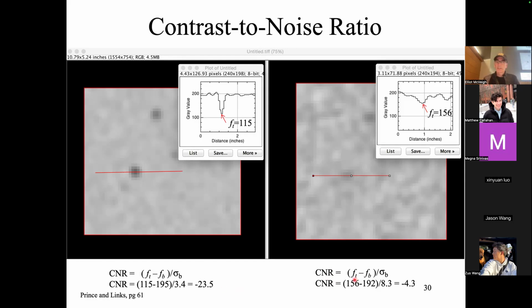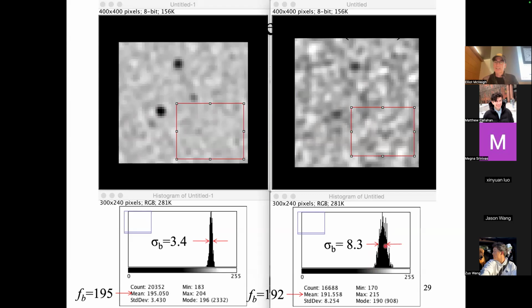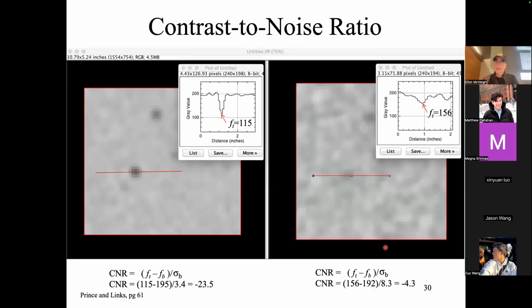Over here, the target value is 156, the background 192 again, divided by a much higher standard deviation measured. When we go back here, this standard deviation is 8.3, right? So that goes in here. So the contrast to noise of that object is minus 4.3. It's a lot less than minus 20, right?